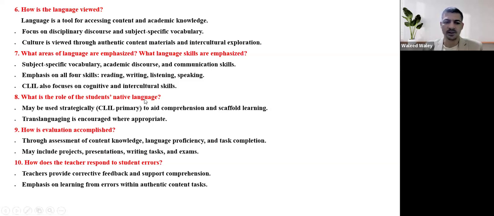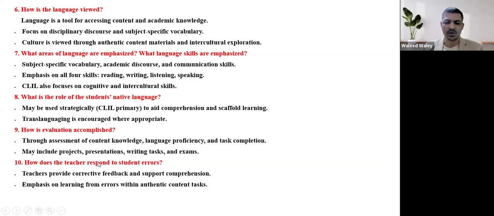The role of the student's native language may be used strategically, but it's a minimal use to aid comprehension and scaffold learning, okay? Translating it. No, this point is not correct. How is evaluation accomplished? Through formative assessment of content knowledge. They have to answer the questions, as we said.